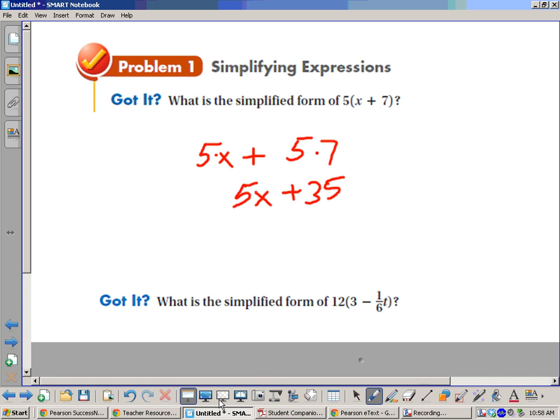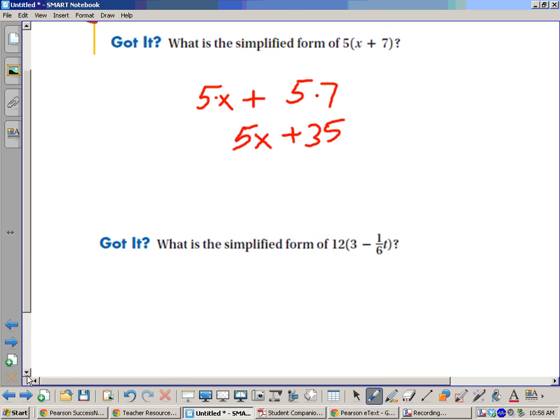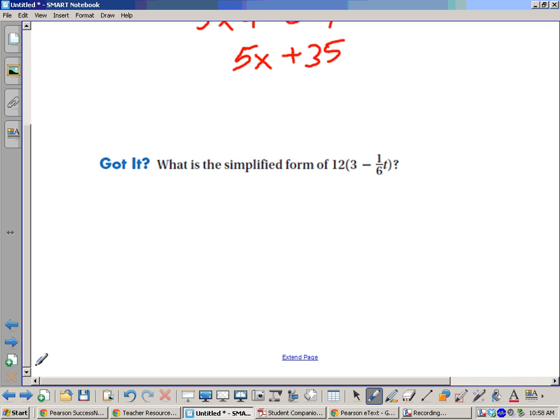We can work with fractions just like we do whole numbers. So when we're working with this problem over here, we're going to multiply the 12 by the 3 here. So this 12 and 3 can be multiplied. And then we can multiply the 12 and the 1/6 t. Now remember to keep the minus in there because that's part of the problem. So when we multiply 12 and 1/6 t, our variable stays in the problem. We're just going to multiply this whole number and this fraction.